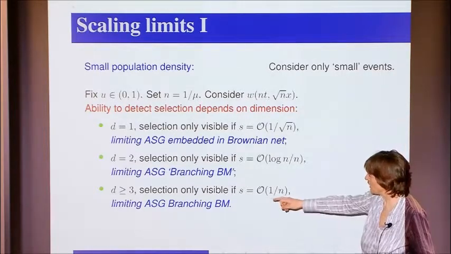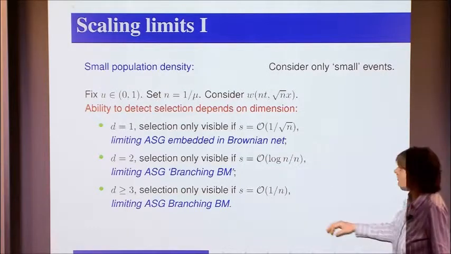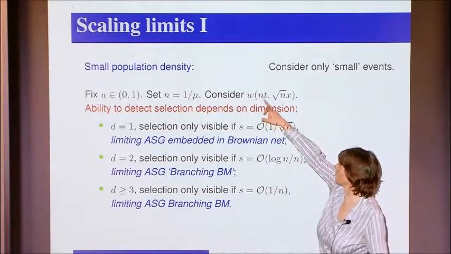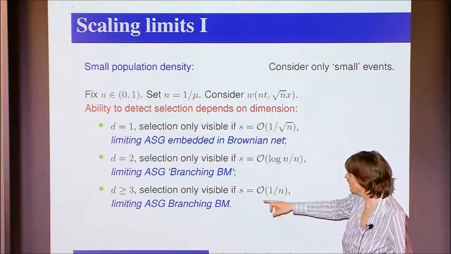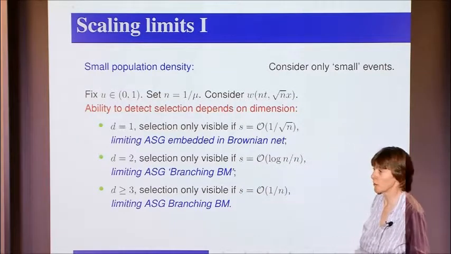So in order to see a difference, I just need to see order 1 of those branching events. And that means that my selection coefficient has to be on order 1 over n, because remember, we're looking at timescales n times t, and these come in at rate s. So I just need the selection and the mutation to be on the same order, exactly as if there were no spatial structure.